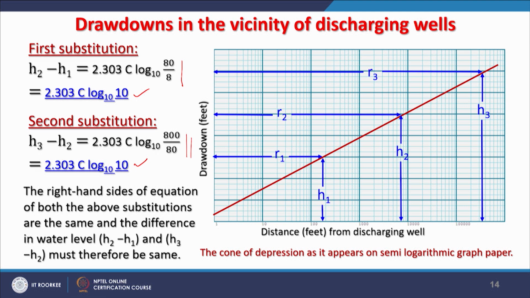So, this tells how this line or relationship is shown, which we can use for any distance and estimate what the drawdown is going to be at that distance. So, the right hand side of this equation in both our substitutions is the same, and the difference in water level, H2 minus H1 or H3 minus H2, must be the same. Then we achieve the same results. Anyway, so starting from our Darcy's law and then making some substitutions, we have tried to understand how Darcy's law can be used to estimate the drawdowns at different distances in the vicinity of a discharging well. So, this brings the end of this particular discussion. Thank you very much.